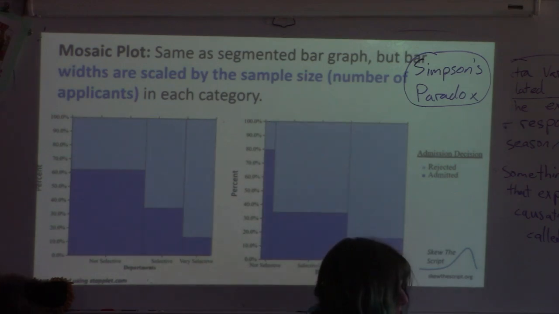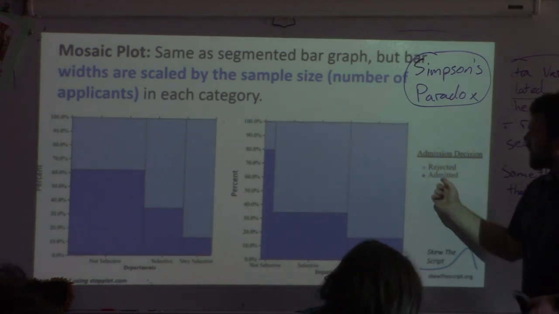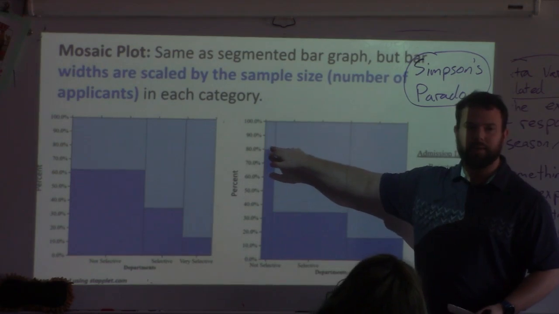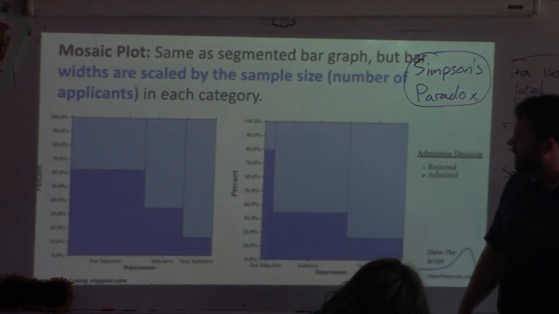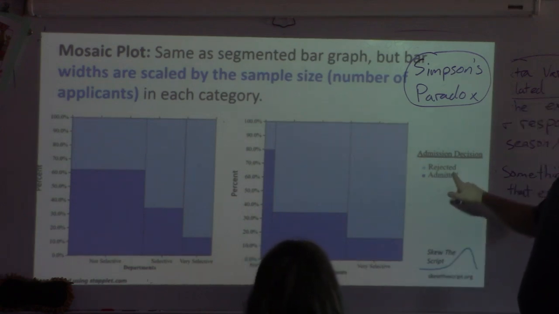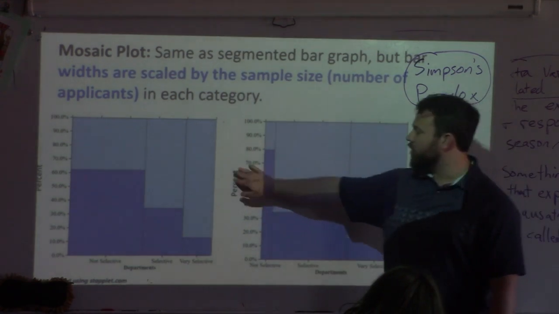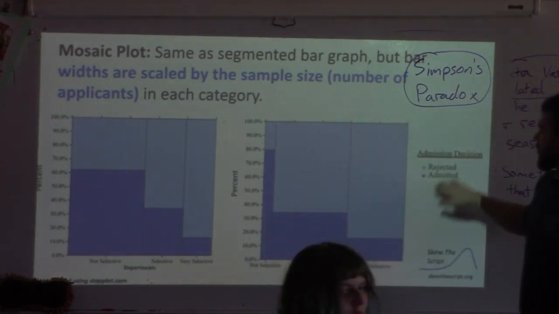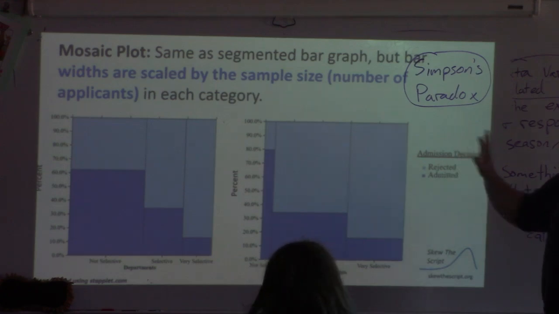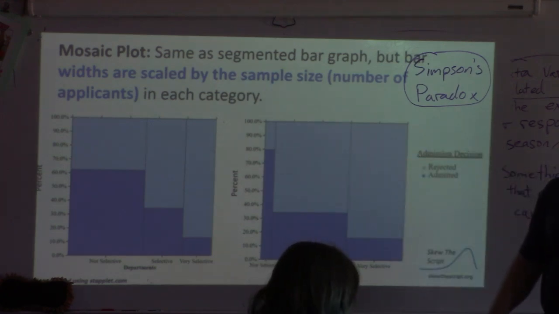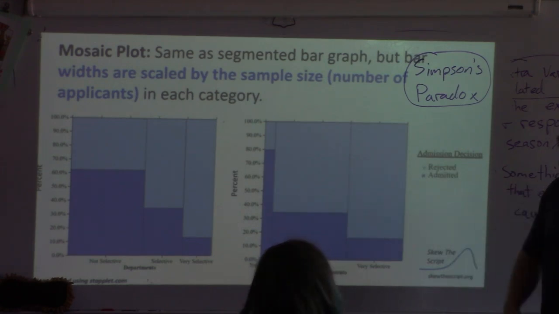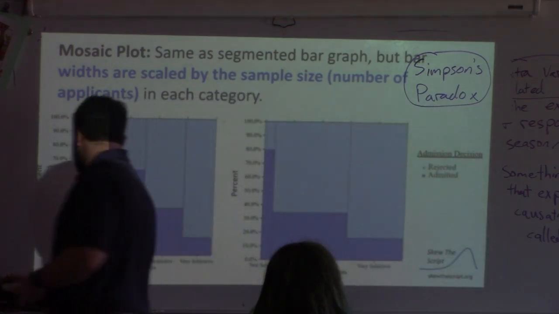Why does it not have a percent number at the top here? No, on the side. Well, notice they created a key here. So they put the units here, but because they created a key, they didn't have to put admission decision over there as well. They created a key that represented that. Good question. This is good to note.